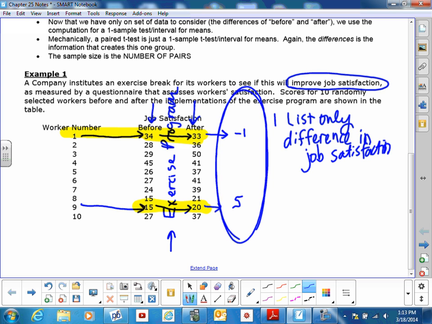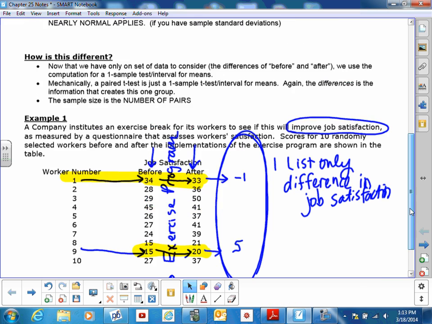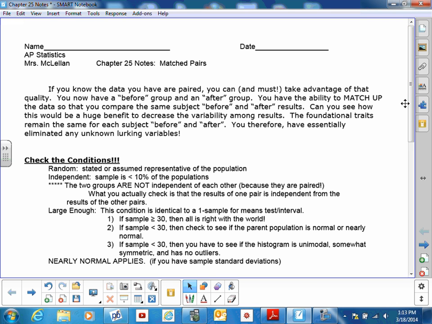Okay, good. All right, so now keep that situation in mind as we go through what our lesson for today is, which is about matched pairs. So, if you know the data that you have are paired, like what we just had, then you can and you should take advantage of that. You should take advantage of that because it really gives you a benefit that you don't have otherwise. So if you have a before group and an after group, then you have the ability to match up the data so that you can compare the same subject before and after.